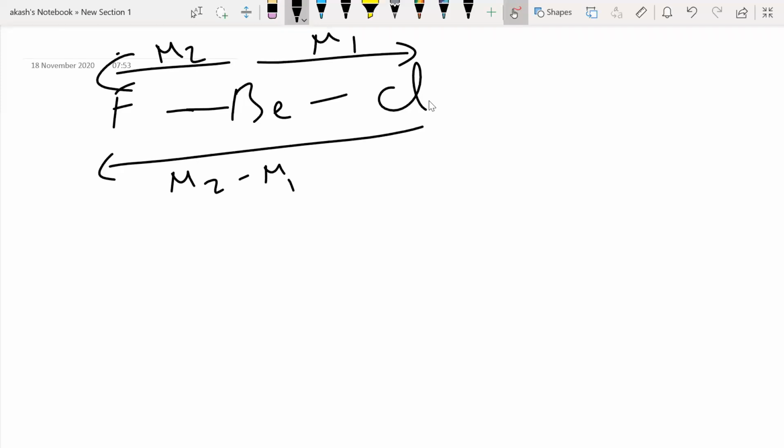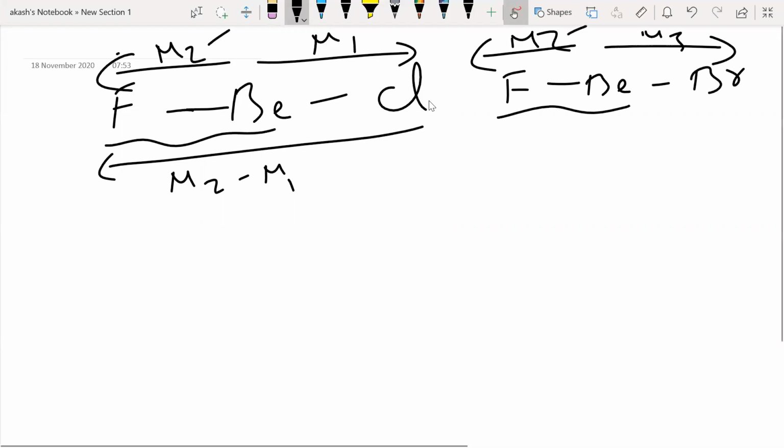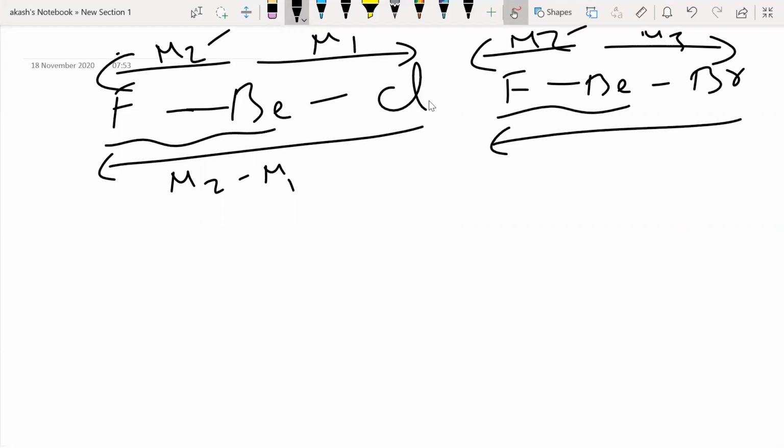Now let me take the other one. Beryllium, Br, and F. Say this is this side, this is this side. I'm going to call it mu3. Now let me still call it mu2, because it is still Be and F. Here also it's Be and F, mu2, same. Now the overall dipole moment is towards this side, so it is going to be mu2 minus mu3. Now what we have to consider is this along with this.